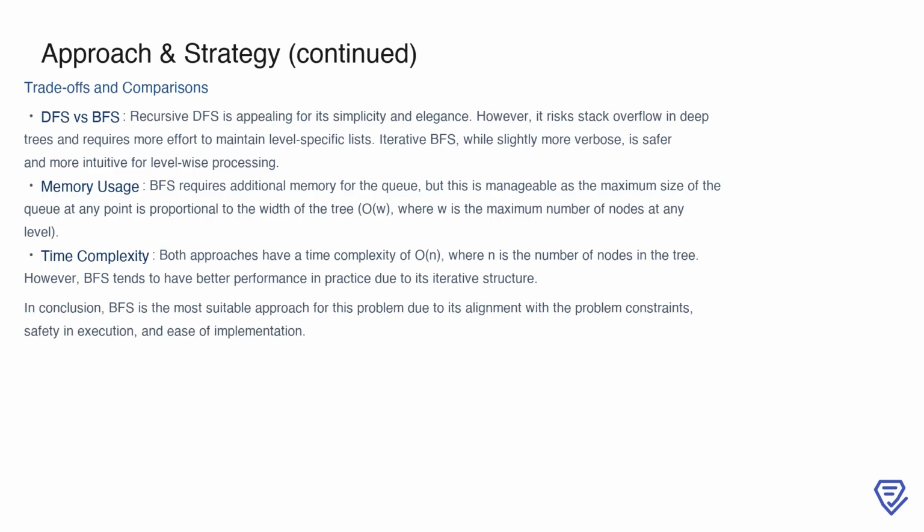Iterative BFS, on the other hand, avoids these risks and is more intuitive for level-wise processing, though it does require memory for the queue. In terms of memory usage, BFS does require additional space proportional to the width of the tree, which is the maximum number of nodes at any level. However, this is generally manageable and a worthwhile trade-off for its safety and clarity. Both DFS and BFS have a time complexity of O(n), where n is the number of nodes in the tree, but BFS often performs better in practice due to its iterative structure. Overall, BFS is the most suitable approach for this problem because it aligns well with the problem constraints, avoids recursion-related risks, and is straightforward to implement and debug.